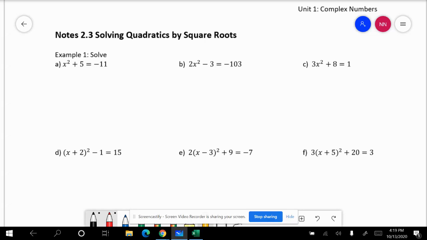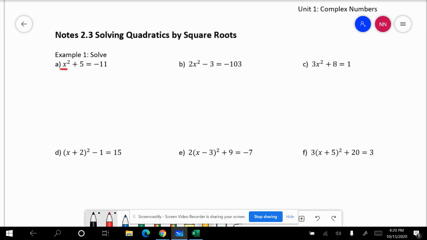What we're going to do is solve these quadratics by using the square root. We can use the square root because we don't have multiple x's. We have an x squared. What we're going to be doing the next couple days is solving quadratics where we have an x squared and an x, so we'll be completing the square and the quadratic formula. But when we have a simple x squared, we can solve using square roots.